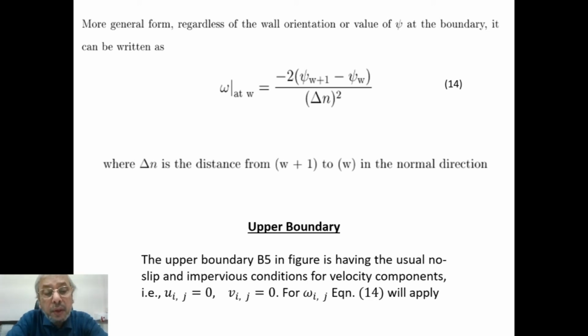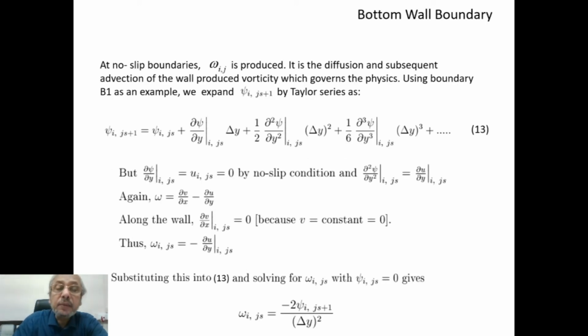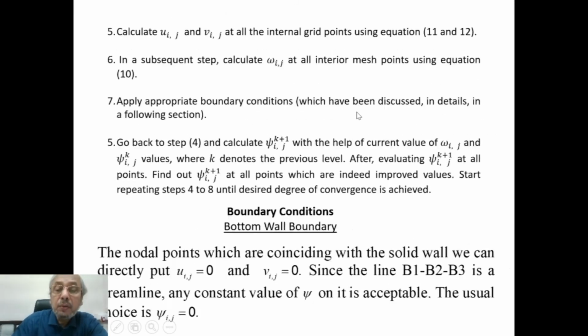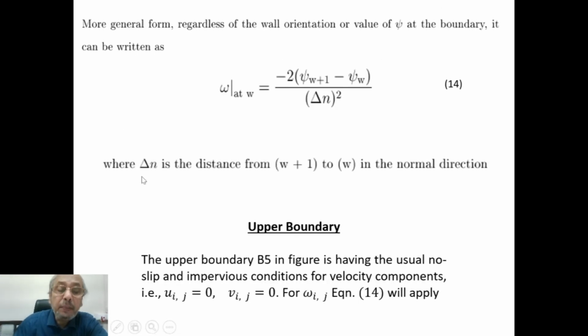Now we go for the upper boundary condition, the top wall. That means again go back to the geometry, B5. When we discuss the upper boundary, B5 in the figure has the usual no slip and impervious condition. That means u(i,j) equal to 0, v(i,j) equal to 0. This is no slip, this is the impervious condition.